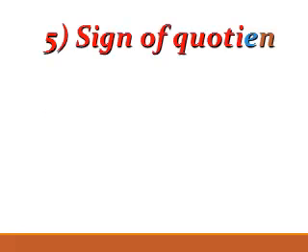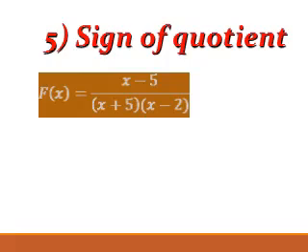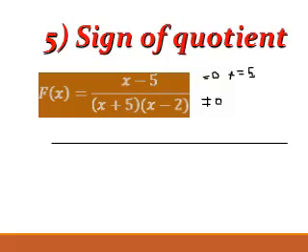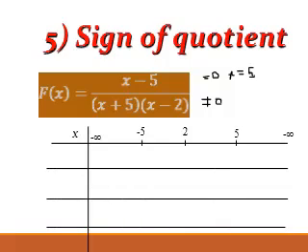And now we are going to talk about the sign of the quotient. Suppose I have f of x equals x minus 5 over x plus 5 times x minus 2. I have to solve the numerator equal to 0. So when x minus 5 equals 0, then x is equal to 5. And I should solve the denominator different than 0, so the roots are minus 5 and 2. I should arrange them on the table. So they are minus 5, 2, and 5.